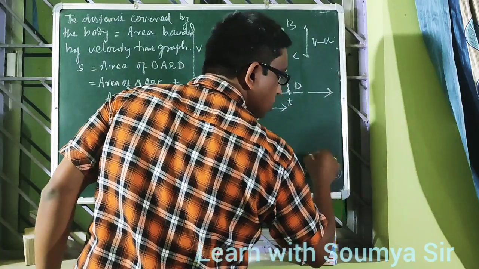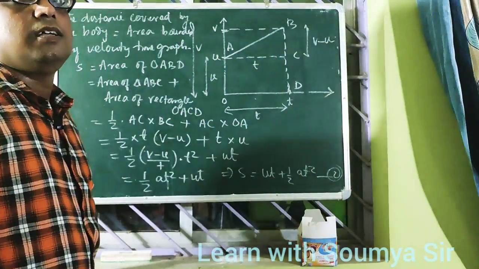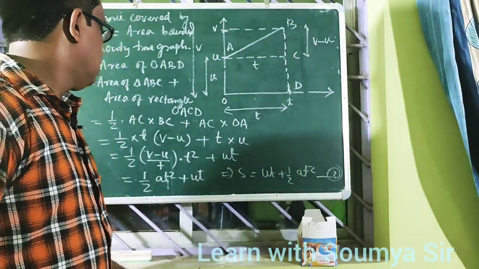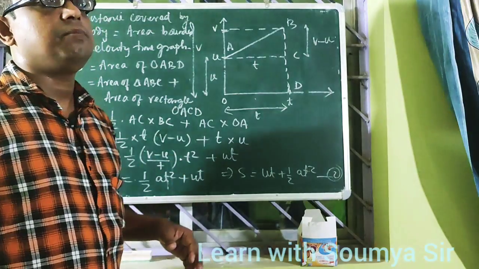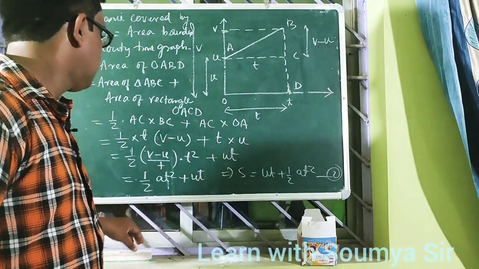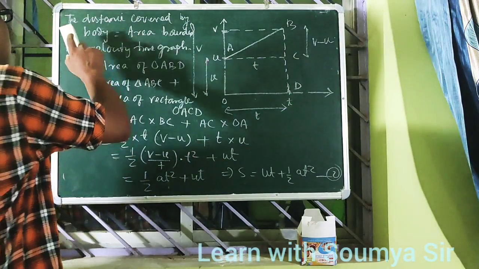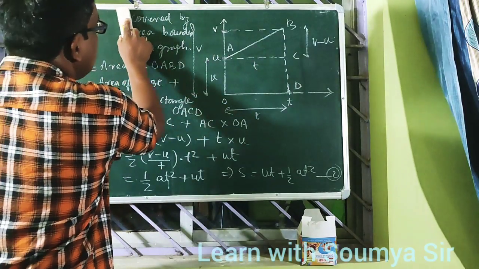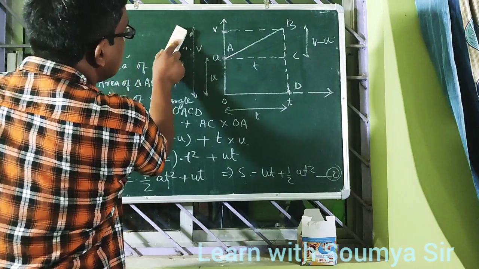This is the number 2 equation. Equation number 2: s is equal to ut plus half a t square. Next we will go to the number 3 equation.